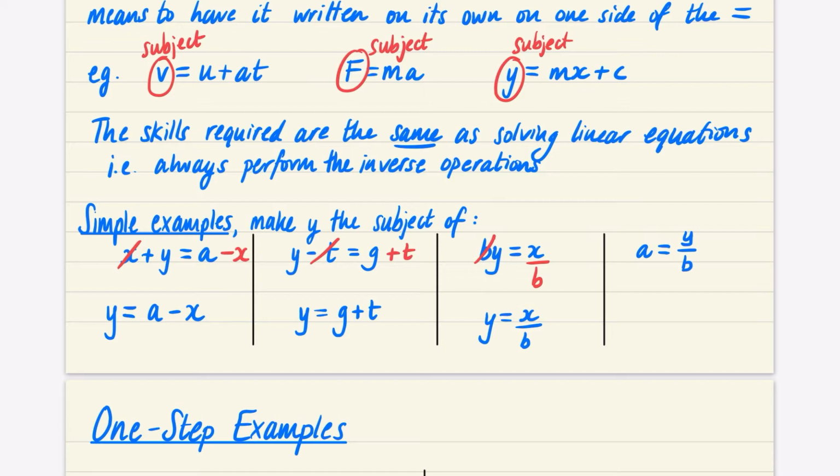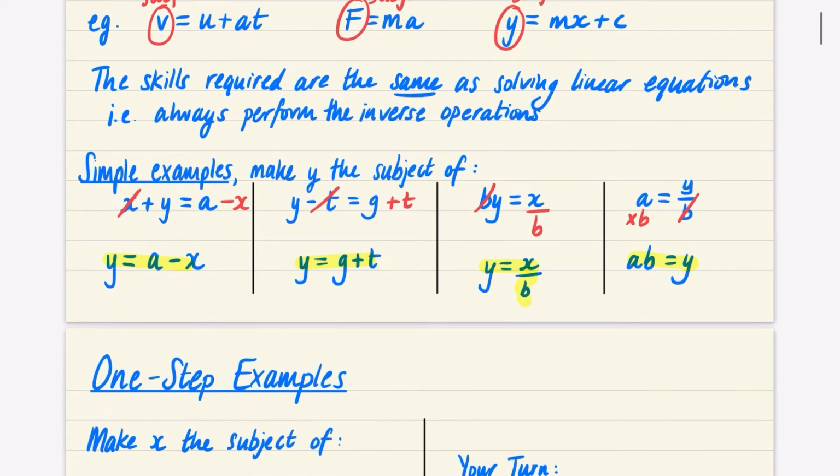And then our last one, we have Y divided by B. It doesn't matter that the Y is on the right-hand side, it's still going to work. I'm going to do the opposite of dividing by B, which is multiplying by B. Now when you do A multiplied by B, you literally just write AB, so Y is equal to AB. So in these answers at the bottom here, we have Y as the subject, okay?